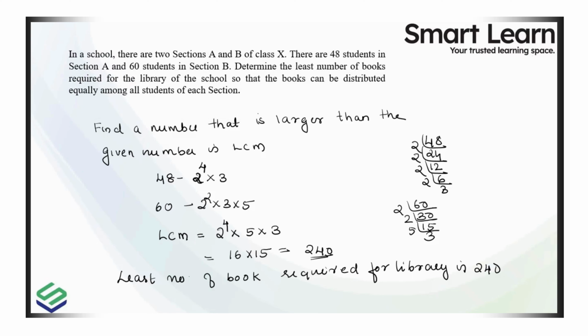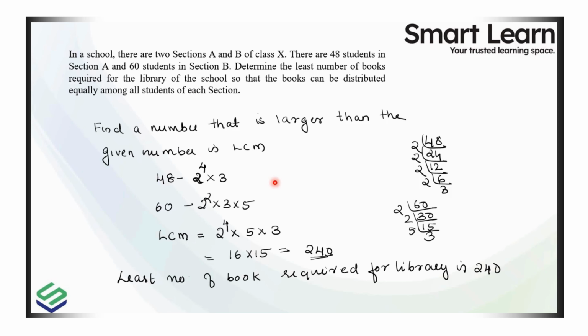Then next question. In a school there are two sections. There are 48 students in section A, 60 students in section B. Determine the least number of books for the library so that books can be distributed. That means what, children? The library should have a number of books, then only you can equally distribute it. That means the number of books will be more. So if the number is larger than the given numbers, then we will find LCM.